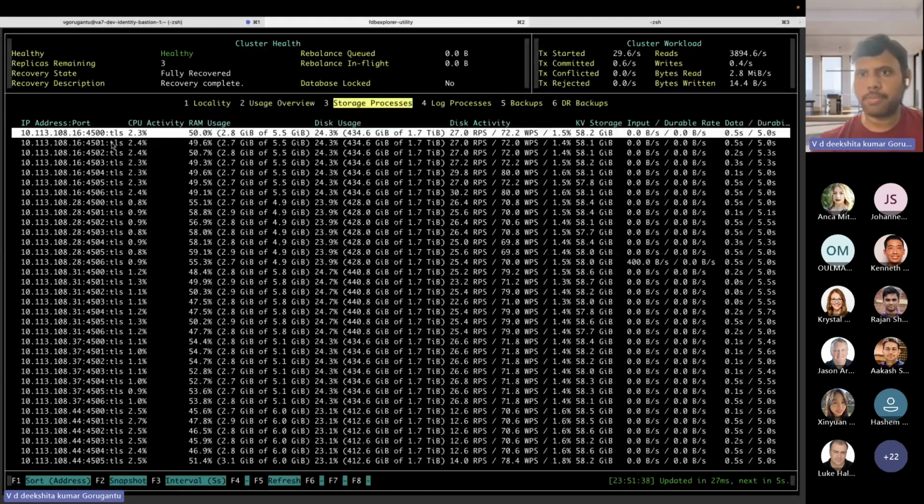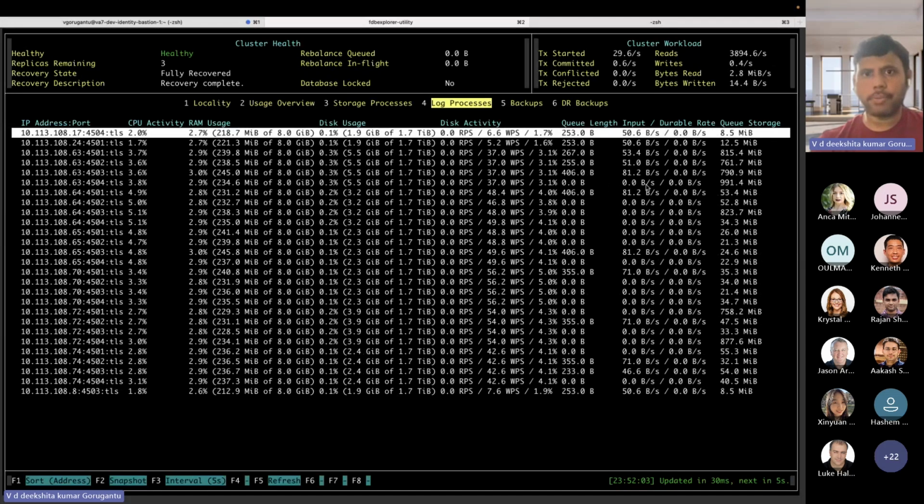Then coming to the storage process. In the storage process, we can see the disk activity at the process level, and the KV storage, because FoundationDB is a key value store. At this process level, like 4500, it stored 58 GB of data, and we can see how many queries we are performing on it, the complete information.